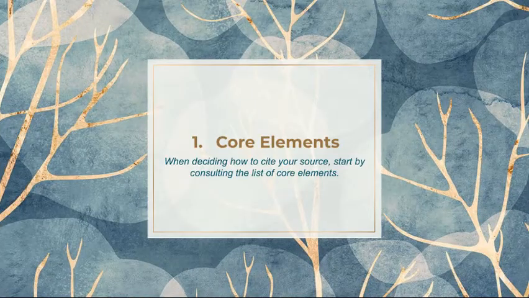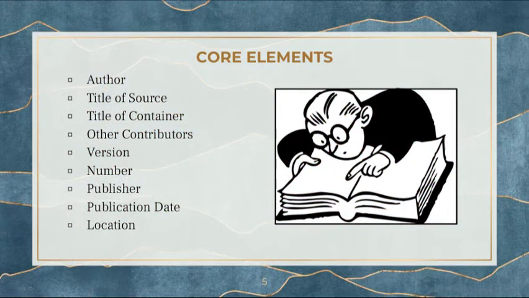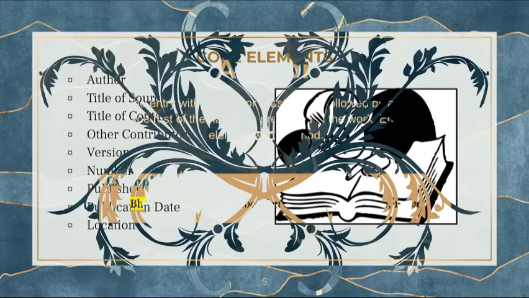Now, when deciding how to cite your sources, you need to start by consulting the core elements. Now, there are 9 specifics that you need to look for in your writing, and the first of those being the actual author of your accredited source. After the author, you want to look for the title of your source, the title of the container, which we will get into more specifics, any other contributors, what type of version, any numbers, the publisher, the publication date, as well as the location the source was created.